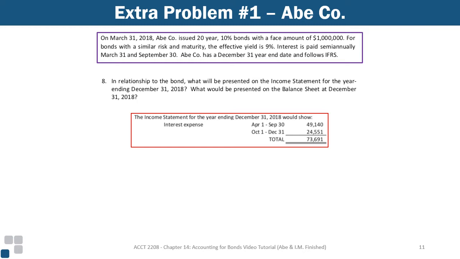In terms of what our financial statements would look like at the end of the year, it will be presented on the income statement at December 31st, 2018, and the balance sheet. Well, here's what we've got. Change pens. So for the income statement, we're going to have the interest expense of $49,140, right? That was the first interest payment, payment 1. And then $24,551, which is the year-end accrual.